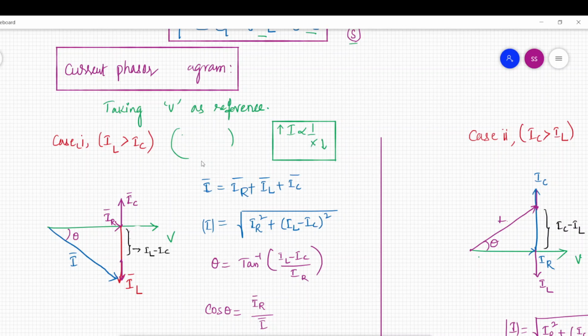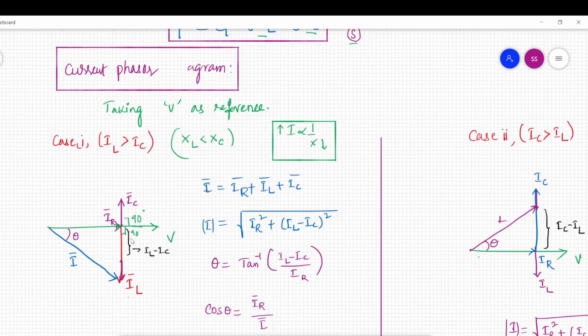Okay, IL will be greater than IC when XL is less than XC. Now let us see the phasor diagram for currents. Voltage will be taken as a reference because it is a parallel network, and the first phasor we are going to draw is the current through the resistor. IR will be in phase with voltage, and IC will lead the voltage by 90 degrees, and IL will lag the voltage by 90 degrees. The capacitor current leads the voltage by 90 degrees, the inductor current lags the voltage by 90 degrees.